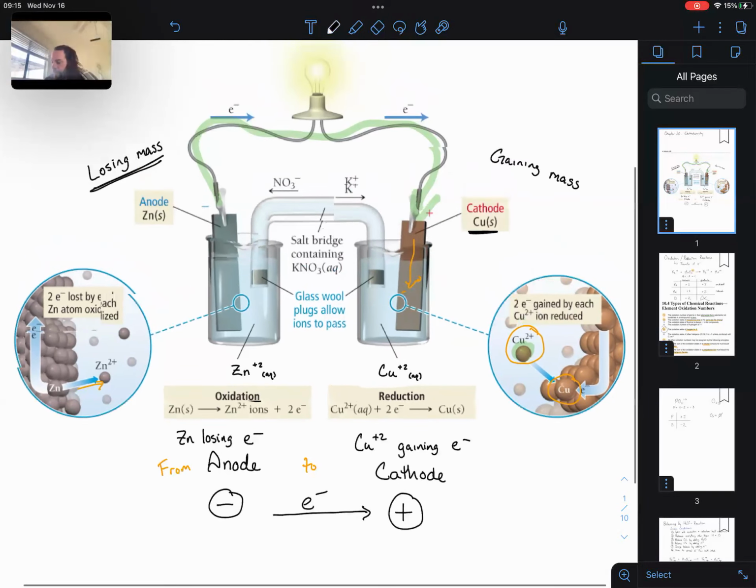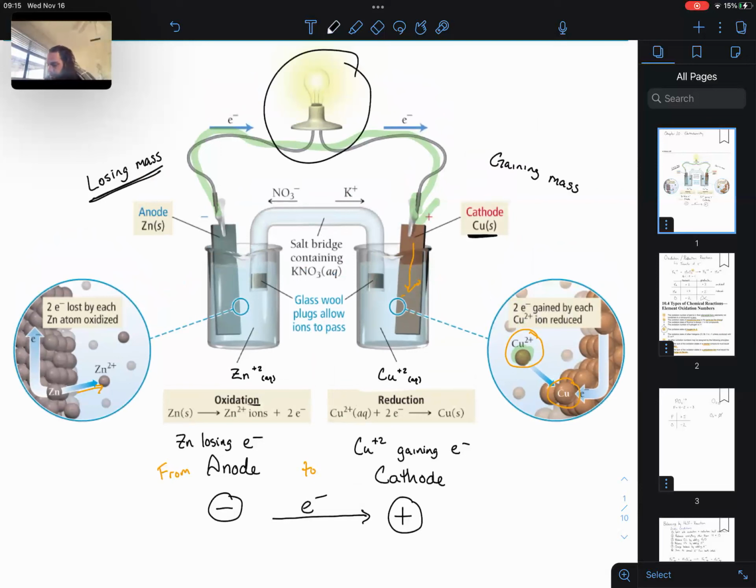The little light bulb up here is just showing you that electricity is passing through it. To be clear, by electricity, I mean electron flow, right? Electricity, that's just electrons flowing. Since I have the movement of electrons through this wire, I have electricity flowing through that wire, which is why my light bulb lights up.